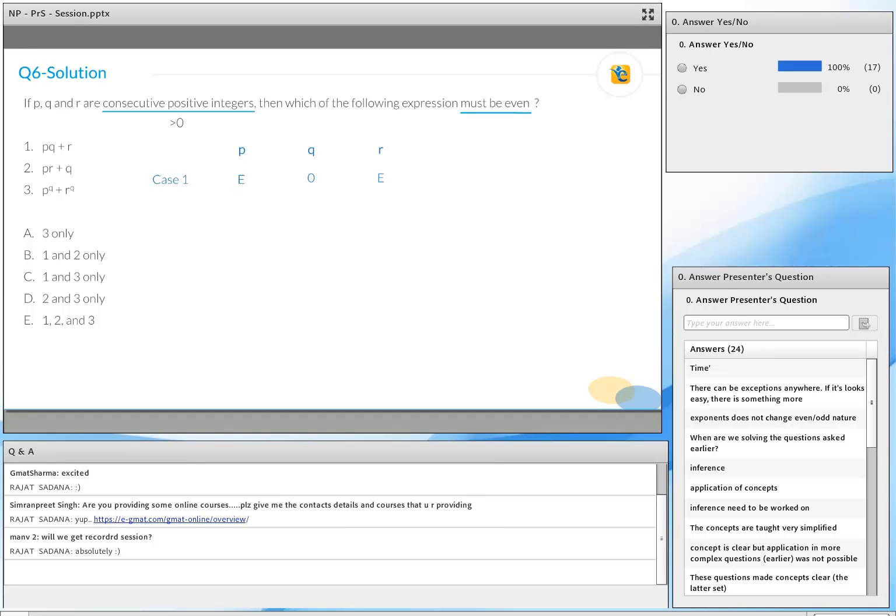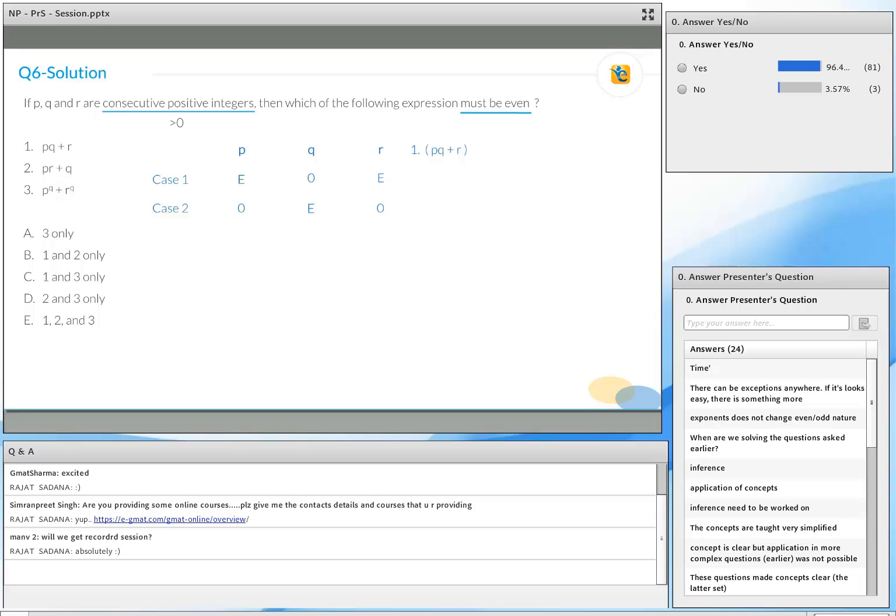Case 1 is if P is even, then Q is odd and R is even. Why? Because they're consecutive. What is case 2? Case 2 is that P is odd, Q is even, and R is odd. How many of you considered both these cases? Good. That is very, very important. And this brings up another process skill, which I talked about, considering all cases.